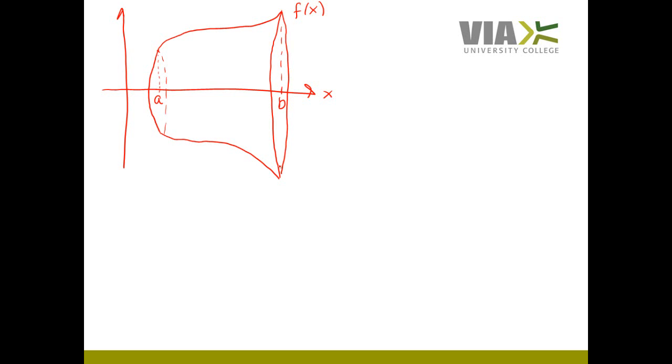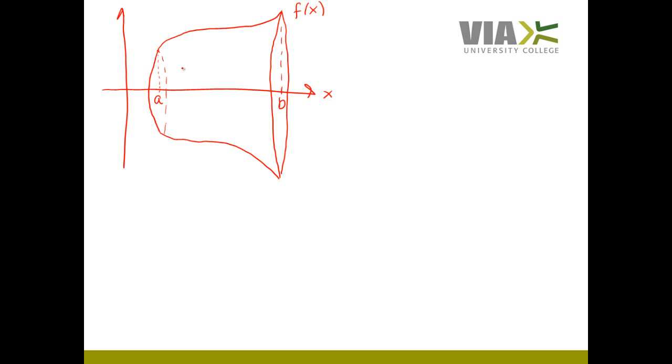I hope you can imagine that when you rotate your graph for the function f(x) limited to a and b 360 degrees about the x-axis, then you will get a solid which approximately looks like the one I have sketched here. So the question is, how do we calculate the volume of such a solid?